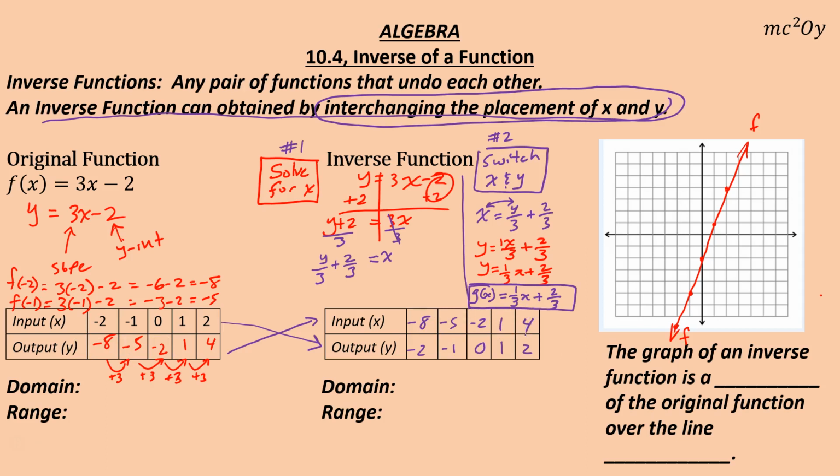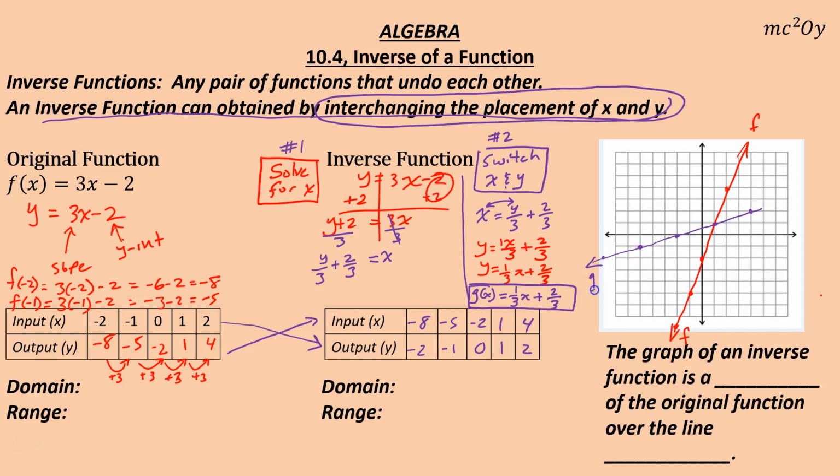Those, they just trade spots, right? And now I have a whole set of points I can plot. So if I'm graphing G, (-8, -2) is right there. And (-5, -1), and (-2, 0) is right there. Okay, and let's see, (1, 1) is right there, and (4, 2) is right there. There's the graph of G.